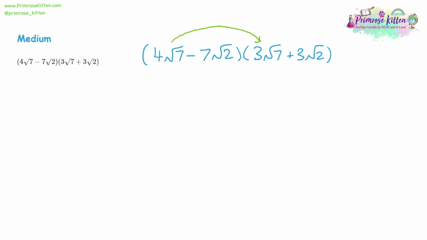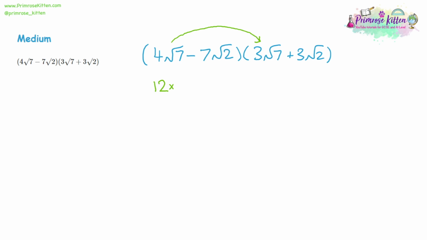So let's draw it a little bit larger for some working out space. So 4 root 7, take away 7 root 2, and in the second bracket, 3 root 7 plus 3 root 2. So we'll be multiplying everything together. So the 4 root 7 will be multiplied by the 3 root 7. So in this case, multiply the whole numbers together first. So 4 times 3 is 12. And then multiply the roots together. Root 7 times root 7 is root 49, which we know is 7. So our first term will give us 12 times 7.